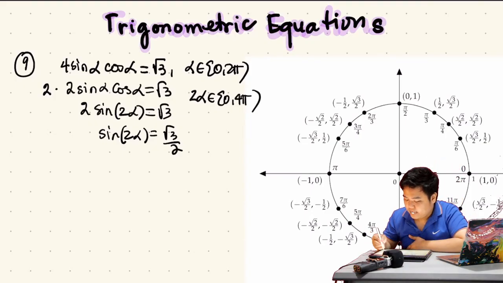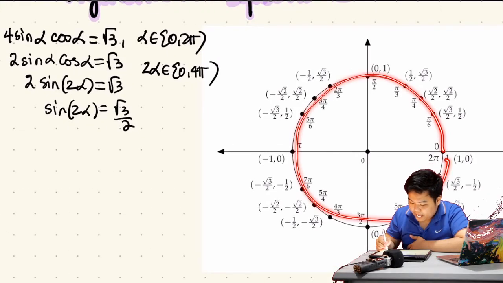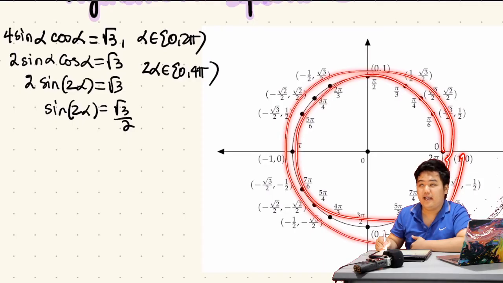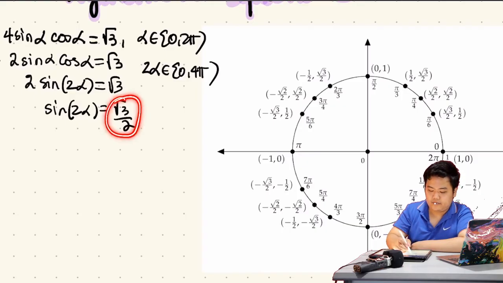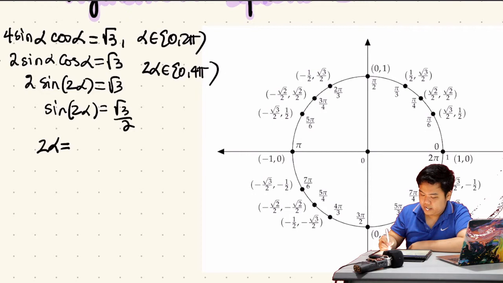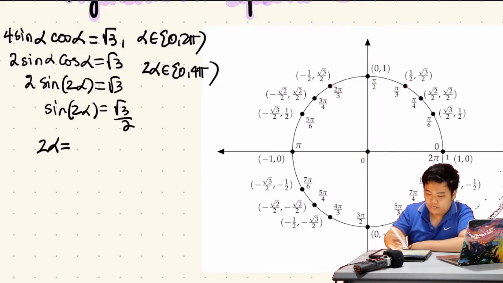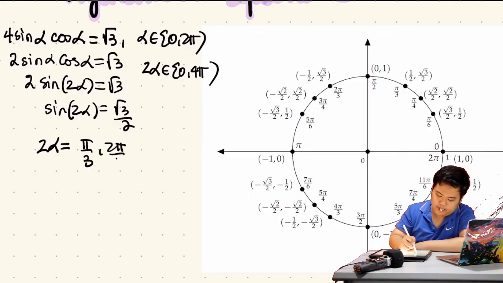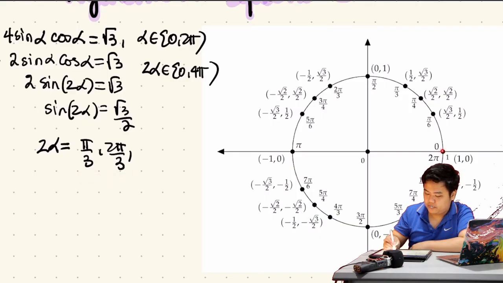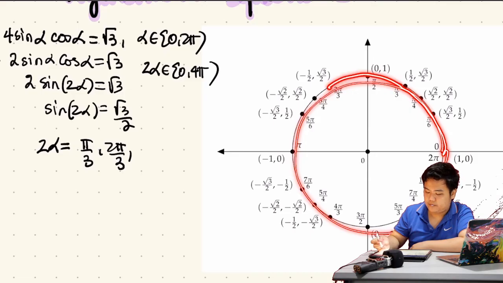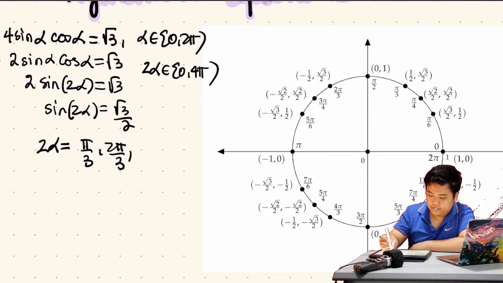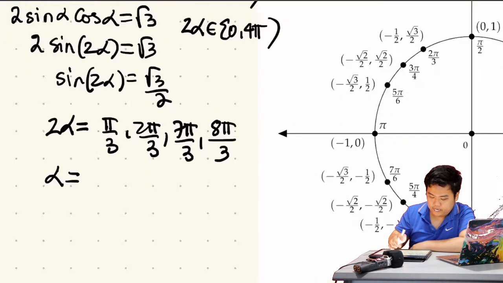So, gano'ng kalaki 0 to 4 pi? Ilang ikot yun? 2 pi, 4 pi. So, sa dalawang ikot, ano yung mga angle 2 alpha which will make sine square root of 3 over 2. So, sa unang ikot, as in square root of 3 over 2 na y, pi over 3 and this one. Okay? So, pi over 3, 2 pi over 3. At magdagdag ka na lang ng 2 pi for each para makuha mo yung isa susunod na ikot. Ito at saka ito. Okay. So, pag dinagdagan ng 2 pi ito, this plus 2 pi, 7 pi over 3, and 8 pi over 3. So, alpha, just divide everything by 2.